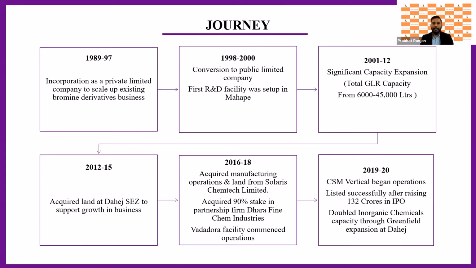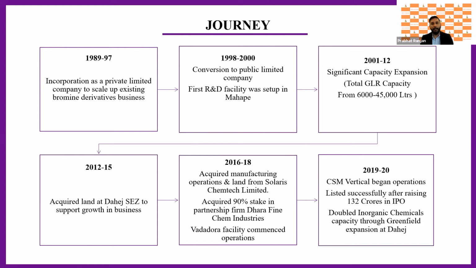Between 2016 and 2018, the company acquired manufacturing operations and land from a company called Solaris Chemtech. The deal came with a lot of land bank, which also gave the company ample room to expand further, right? Then it acquired a 90% stake in a partnership firm called Dhara Fine Chemical Industries, and commenced operations at the Vadodara facility as well.